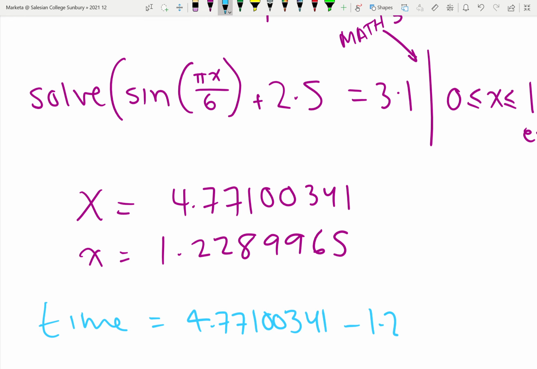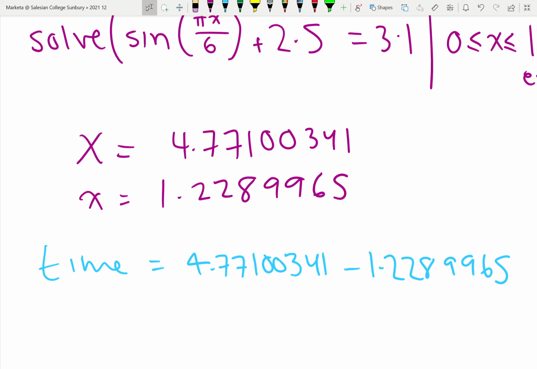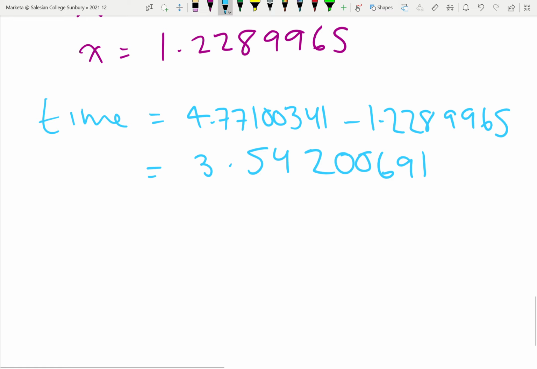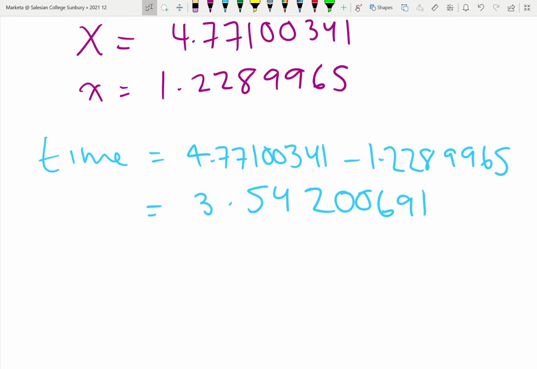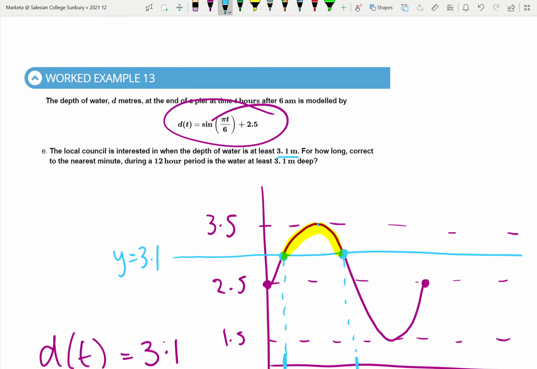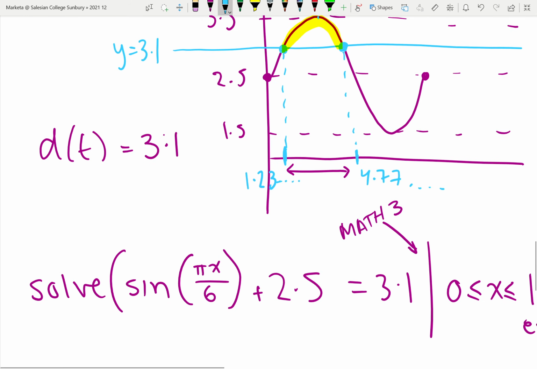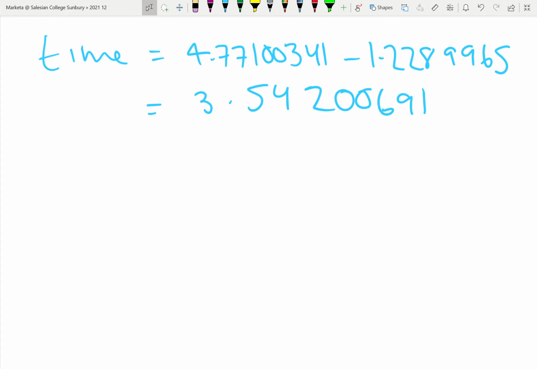So the time is going to be 4.77100341 minus 1.2289965, and what we get for that, I'll just quickly do that, okay, is going to be 3.54200691. Now this, if we want to put it into the nearest minute, I think it says nearest minute, doesn't it? For how long correct to the nearest minute during a 12-hour period is the water at least 3.1 meters deep? So at least that means it includes 3.1 meters. We've found the decimal value there, so we can say it's 3 hours, and it's not 54 minutes.